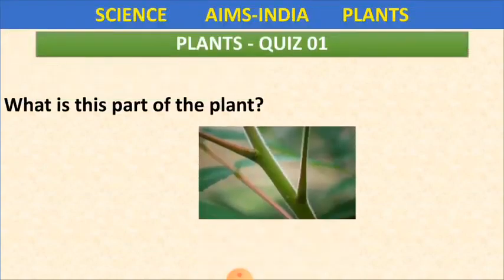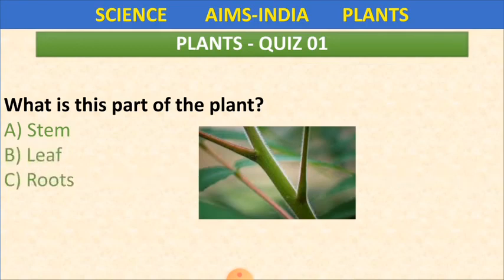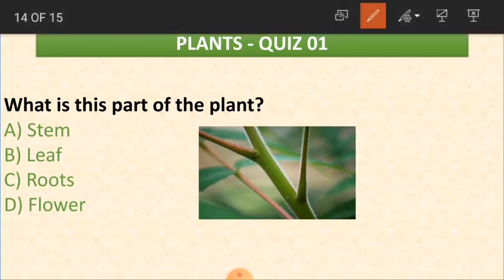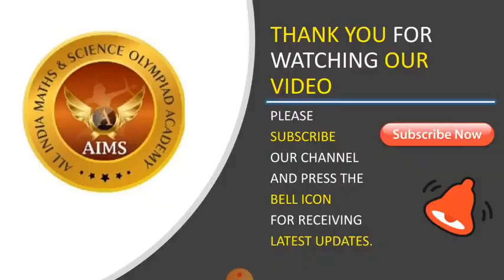What is this part of the plant? So we are seeing a green area of a plant, and again for this we are having different branches, twigs, and all that. What is this called? It is called stem. This part is called stem. Yes, hope you are clear, children.